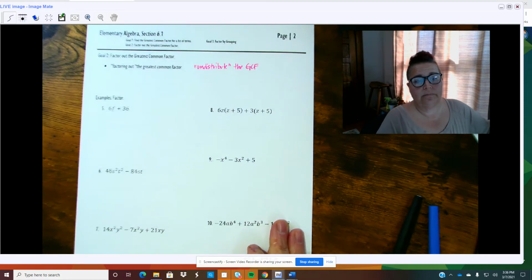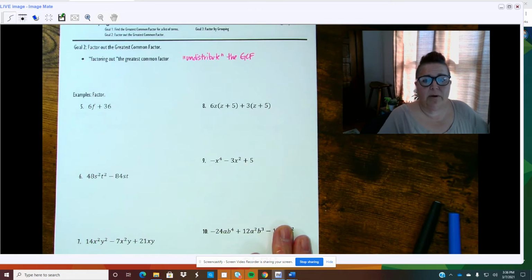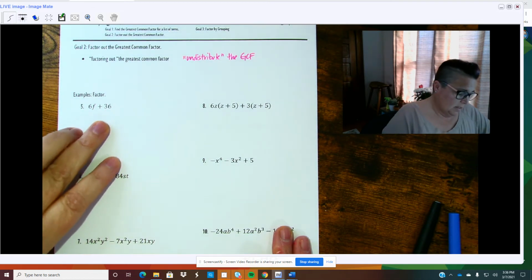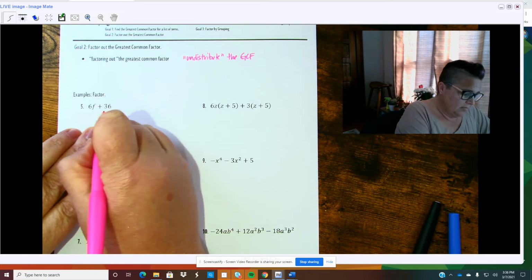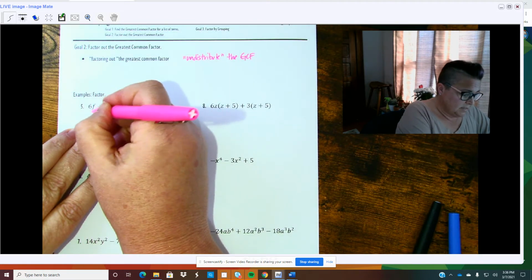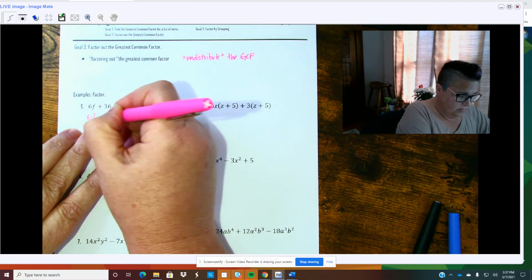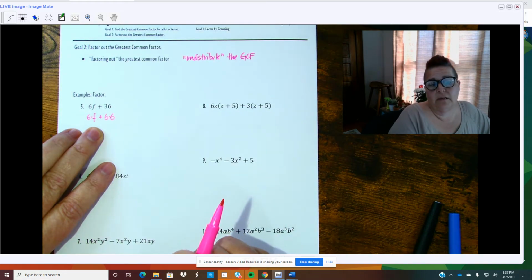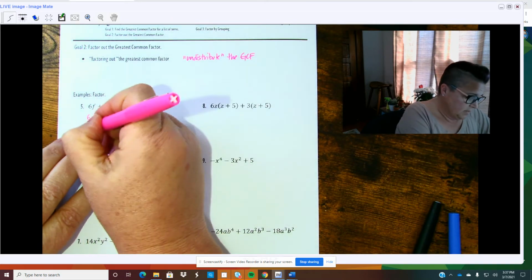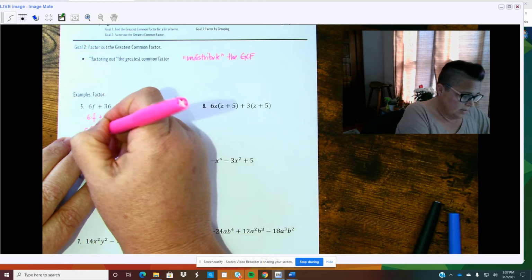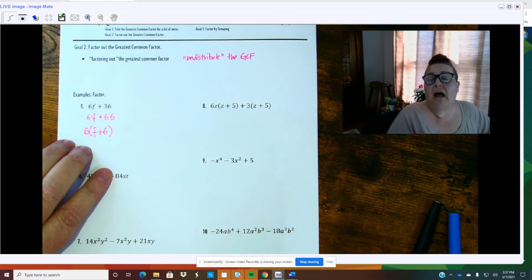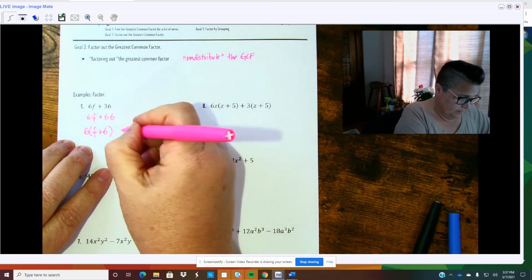So here's what we want to do. In problem number 5, I have 6f plus 36. As I look at these, a 6f and a 36, I notice that 6f is 6 times f, and 36 is 6 times 6. So I can, out of both of these terms, pull a 6, and then I'm left with f plus 6. I have just undistributed that 6 out of both of those terms.